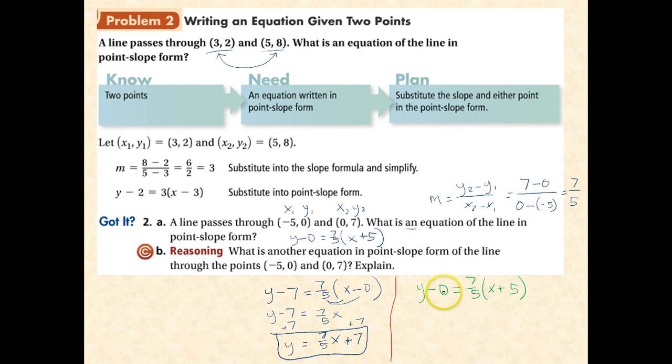Alright, so for this one, y minus 0 is just y. And when I distribute the 7 over 5, I get 7 over 5x. And then when I multiply 7 over 5 times 5, that's like 5 over 1. And you can think about it as the 5's canceling, or you can think about it as 35 over 5, which is 7. So that just shows you that it doesn't matter which point I use, these two equations are describing the same line. The line with a slope of 7/5 and a y-intercept of (0, 7).